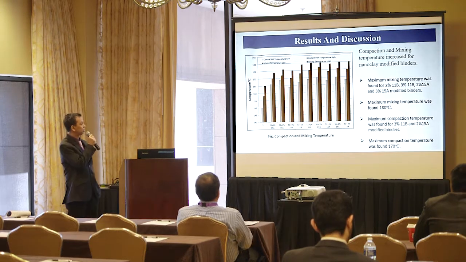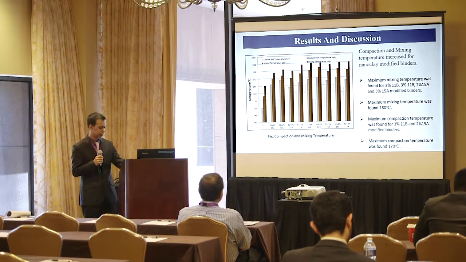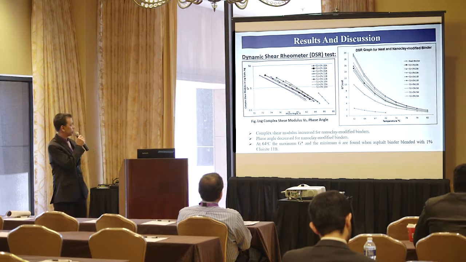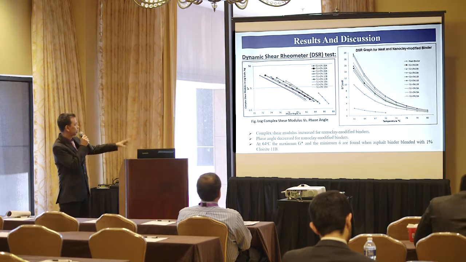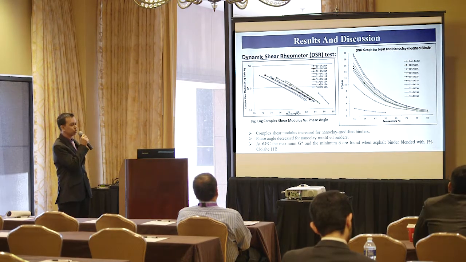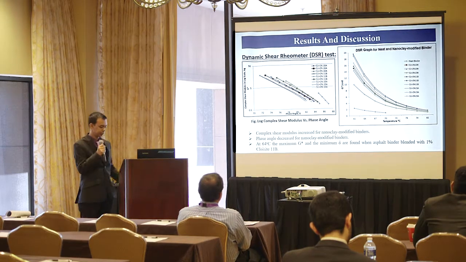When we mix the nanoclay with the asphalt binder, the mixing temperature and compaction temperature are also increased. This is the DSR test. In the first graph, the log complex shear modulus versus the phase angle, the shear modulus is increased and the phase angle is decreased. In the other graph, the G star by sin delta value is also increased.